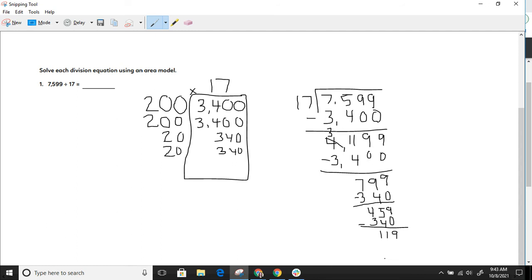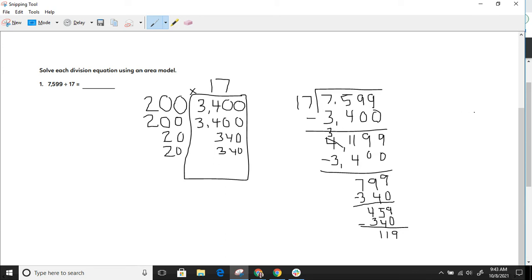Let's see if I can hide this. There we go. That gives me a little bit more room. All right, so now I go back and repeat. Now, I can't do 17 times 20 again because 17 times 20 is 340, and 340 is too big for 119. So this is where you might have to start doing some math on the side here. Let's go down to 17 times 10. Well, 17 times 10 would be 170, and that's still too big.